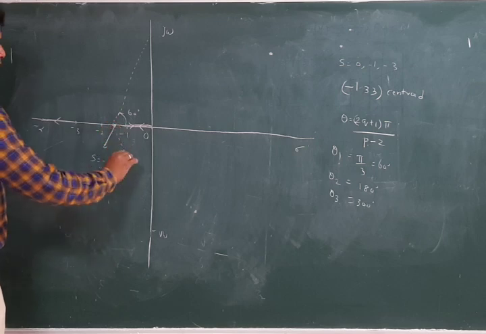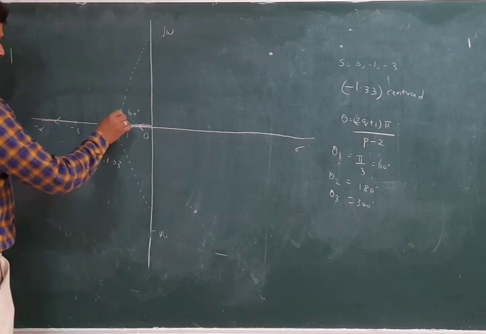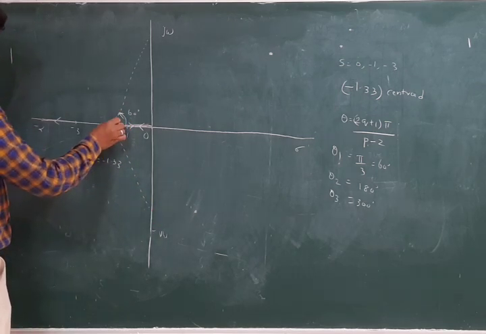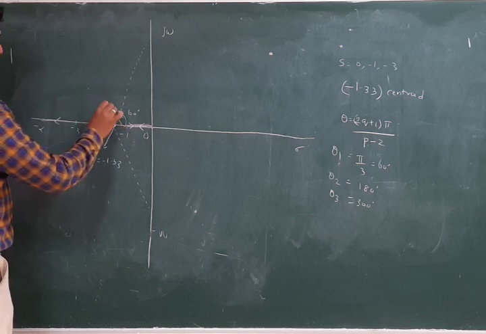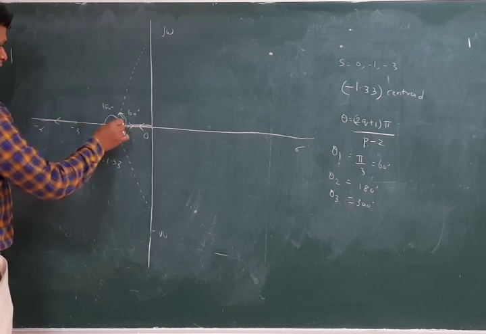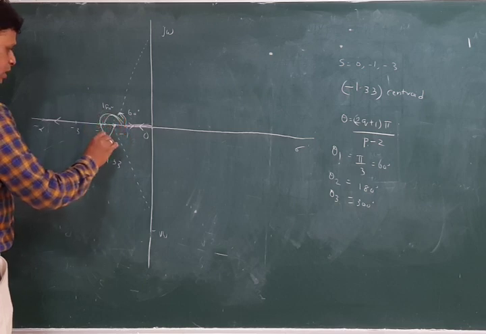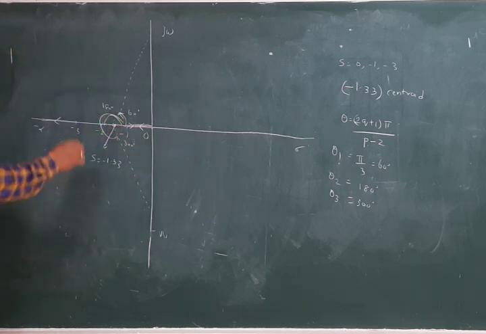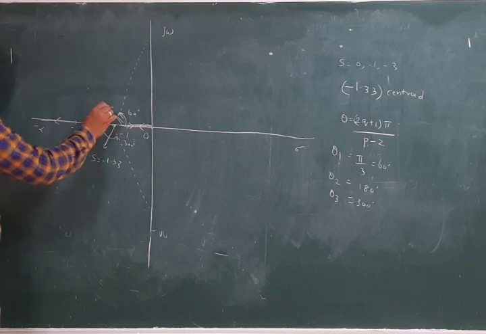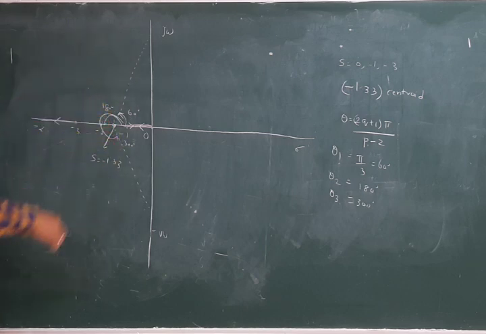So it is 60 degrees and 180, another one is 300. So 60 degrees, 180 degrees and 300 degrees, we are plotting the asymptotic angles.